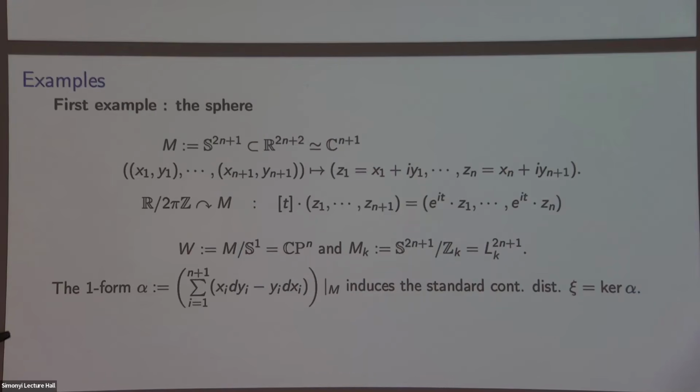And so for k equal to 2, you get the real projective space. So you quotient the sphere by plus or minus. And the connection one form here, so the contact form, if you want, is given by the sum of x i d y i minus y i d x i. And it induces the standard contact distribution on the sphere.